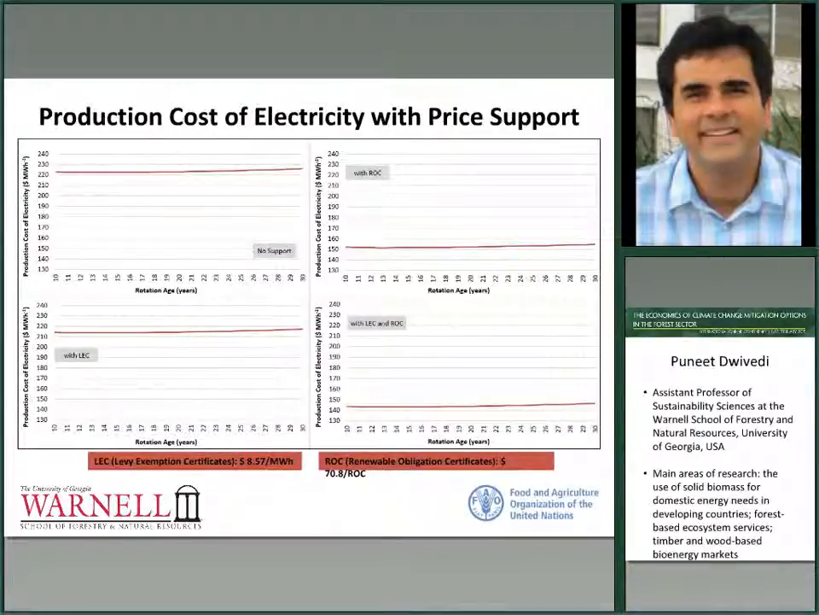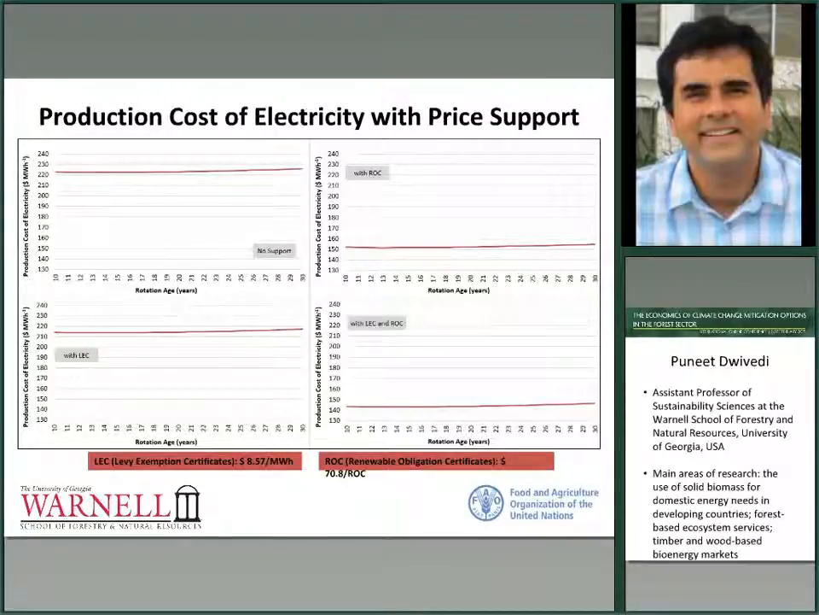After incorporating a payment of $8.57 per megawatt hour of electricity, and this credit is available in the form of levy exemption certificates for imported wood pellets, the unit cost of electricity generated from imported wood pellets was still at least 26% higher than that of the electricity generated from coal in the United Kingdom.